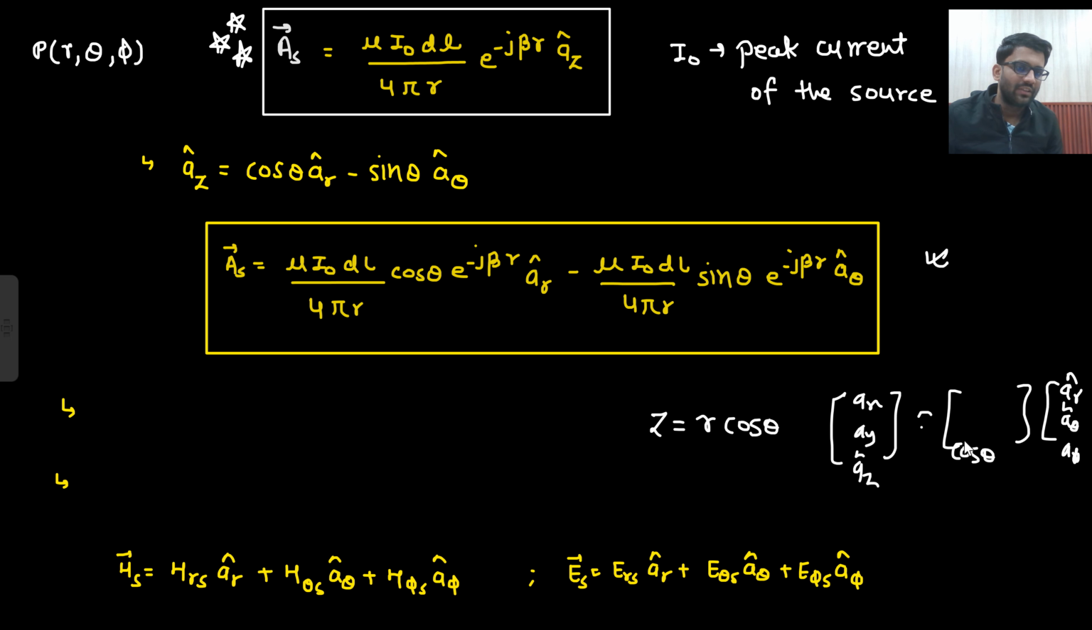Then what you need to do? You need to differentiate with respect to theta. So what you will get? Minus sin theta. In the last row you will get 0 only. So AZ cap is equal to cos theta AR cap minus sin theta A theta cap. That's it. Within seconds you will be able to write it down.